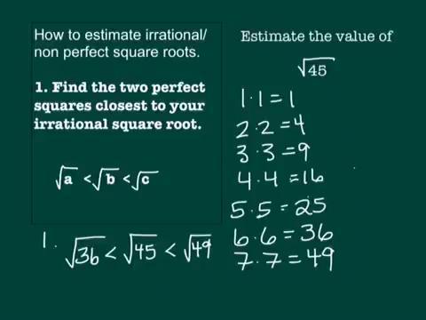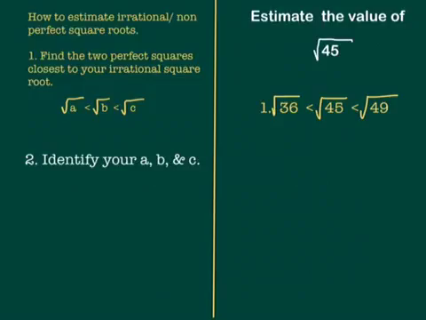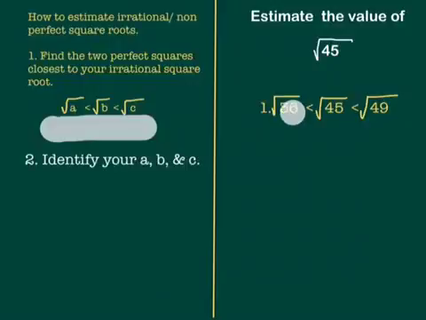So now that we have that first step done, let's go ahead and check out step number 2. In step number 1, we identified the perfect squares that are around this irrational square root. Step number 2 is just to identify your A, B, and C. Your A, B, and C is clearly marked if you look at this formula right here. So this should be your A, this should be your B, and this should be your C.